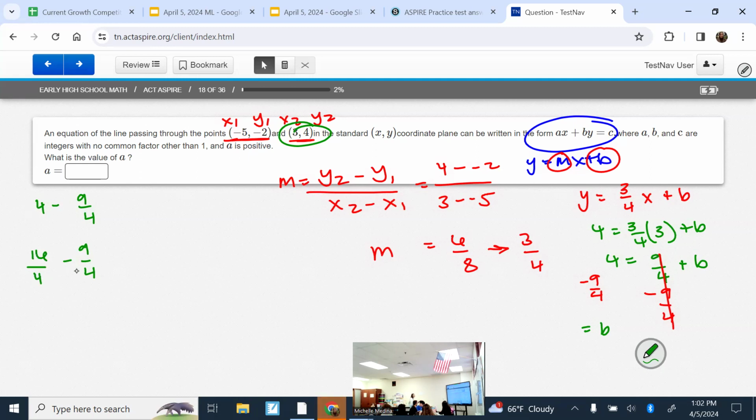So now that they have the same denominator, I can subtract the numerators. 16 minus 9 is 7, and then the denominator is 4. So my y-intercept is 7/4. So in slope-intercept form, this is my equation. y equals 3/4 x plus 7/4.